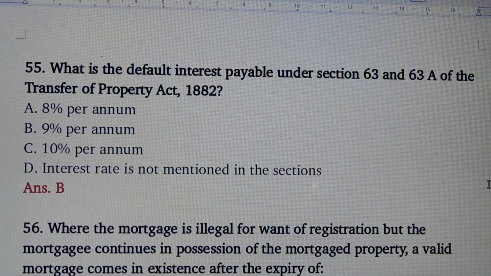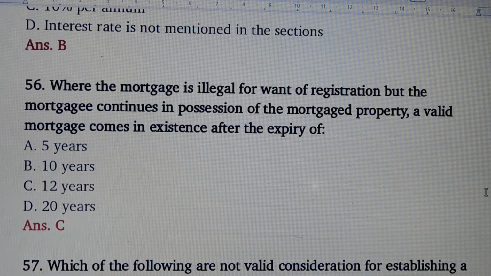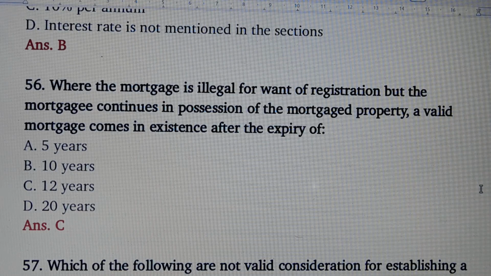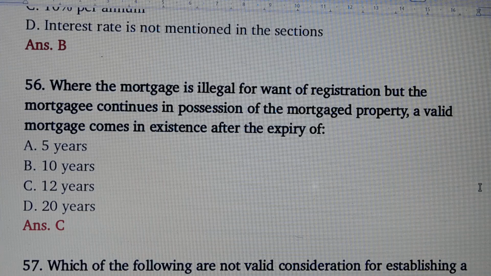Question number 55. What is the default interest payable under section 63 and section 63A of the Transfer of Property Act? Answer is option number B, 9% per annum. Question number 56. Where the mortgage is illegal for want of registration, but the mortgagee continues in possession of the mortgage property, a valid mortgage comes in existence after the expiry of. Answer is option number C, 12 years.